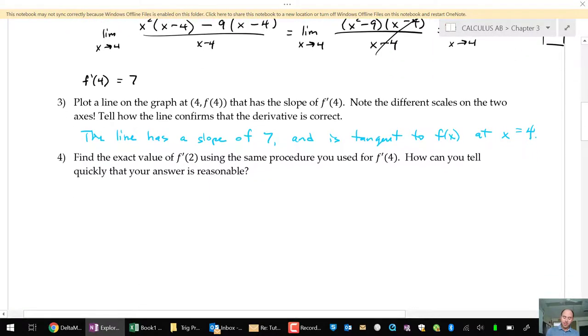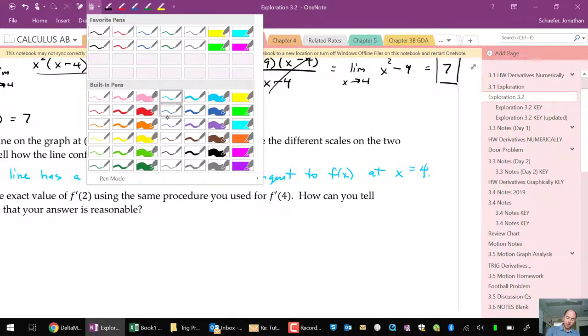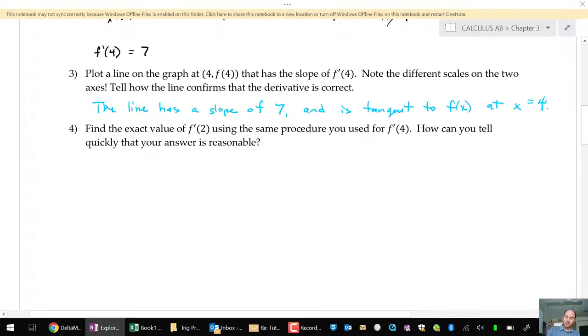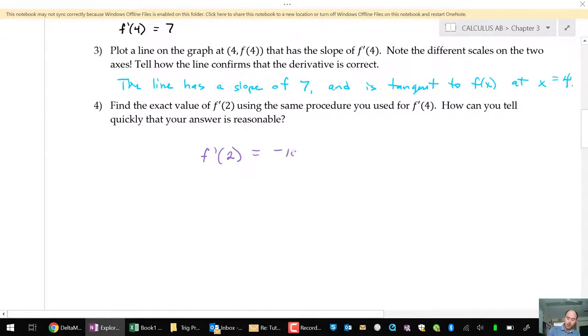Now problem 4 says to find the exact value of f prime of 2. Now I'm going to spare the time and the details in showing you, but I do have this note here, f prime of 2 is equal to negative 10. So by a similar process, finding the limit, we can find this to be true. But it's this question I want to look at here.